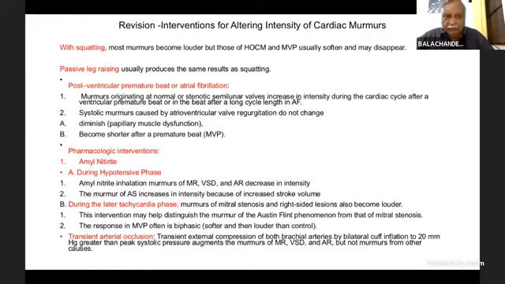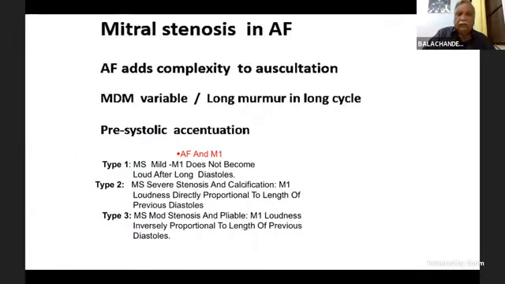Also, we have discussed there is some post-ventricular premature beat or atrial fibrillation. We have not discussed it in great detail, but it is still there. Pharmacological interventions like amyl nitrate, hypotensive phase, tachycardia, transient arterial occlusion, etc. we have seen. Now, this is something which you have to keep in mind when you are describing.